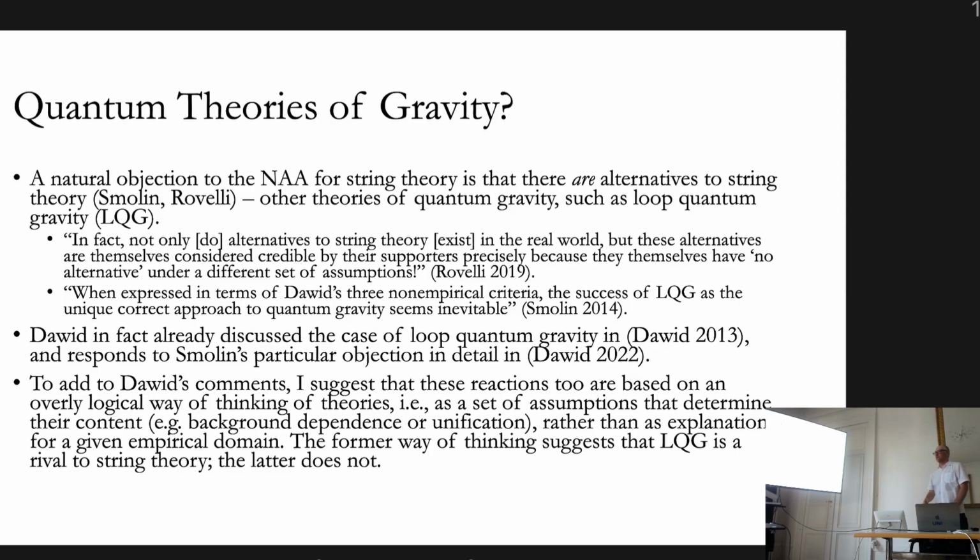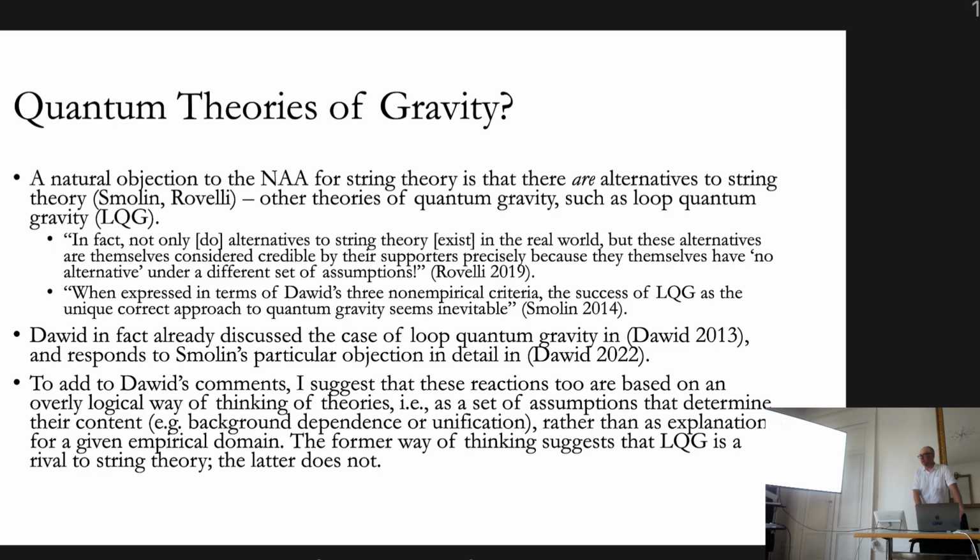A natural objection to the no alternatives argument for string theory is that there are alternatives to string theory. Some famous names making these counter-arguments are Smolin and Rovelli. They say there are other theories of quantum gravity, such as loop quantum gravity. Quoting Rovelli here, he says, "In fact, not only do alternatives to string theory exist in the real world, but these alternatives are themselves considered credible by their supporters precisely because they themselves have no alternative under a different set of assumptions." And Smolin says, "When expressed in terms of David's three non-empirical criteria, the success of loop quantum gravity as the unique correct approach to quantum gravity seems inevitable."